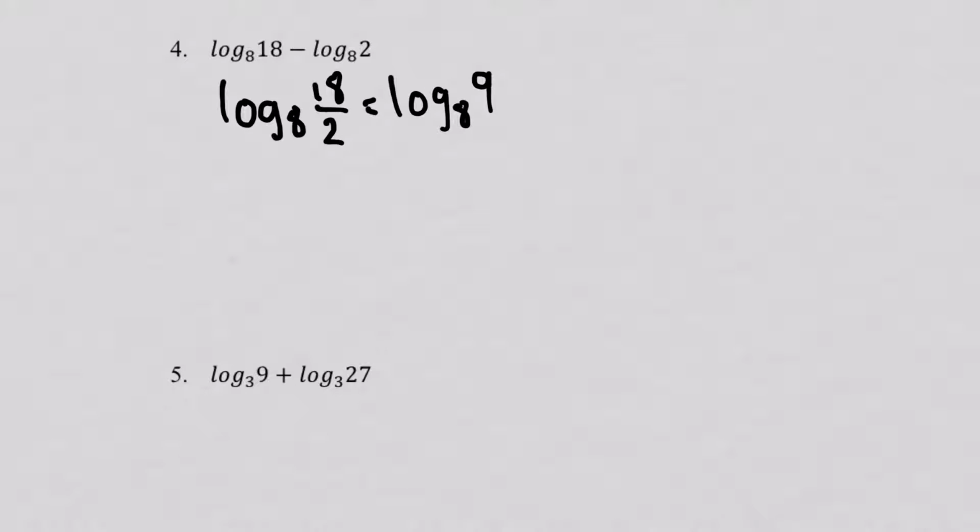Now all of these problems say simplify if possible. If not possible, then you're done. Leave it like that. I can't simplify this, right? I can try. You can think of it in exponential form, right? This is what we have, log base 8 of 9. I'm going to set it equal to some variable.